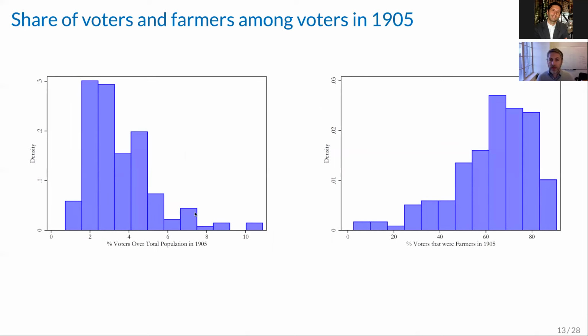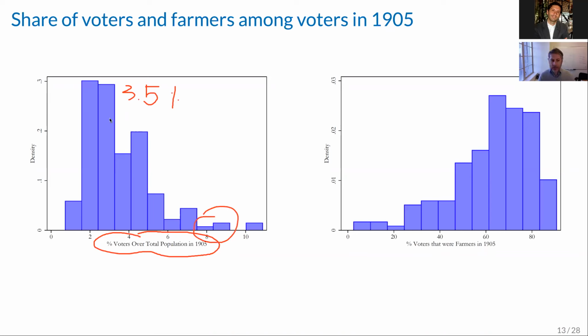So this is a first look at the data, just so you have a sense of how it looks. This is the share of voters over the total population, a histogram for São Paulo as a whole. Remember that I told you in the beginning that the average is more or less 3.5%. You have some places where 8% of the population voted, but a bunch of the data is between, say, 2 to 4% of the population voting. So a very, very small share of people could actually vote.